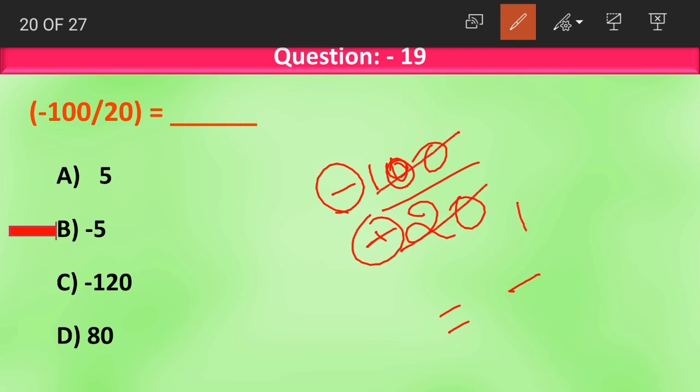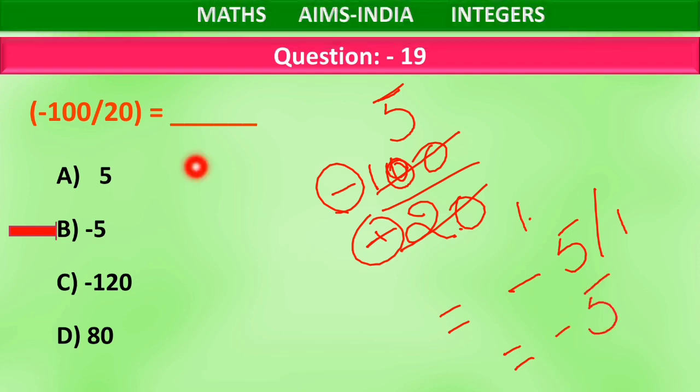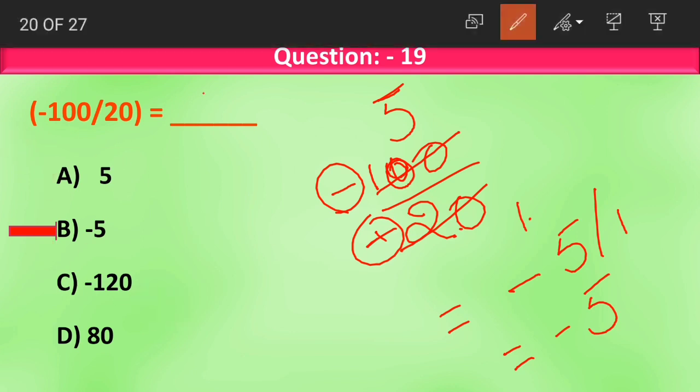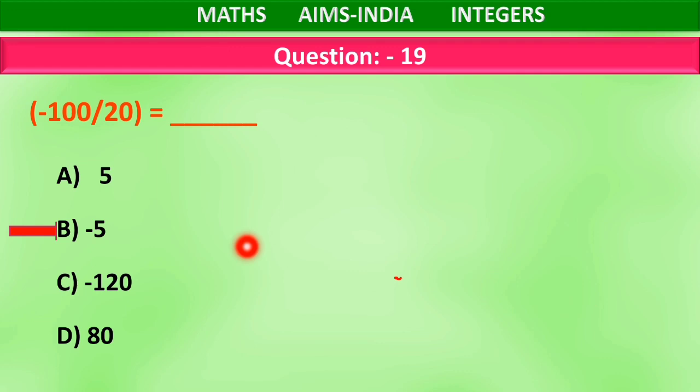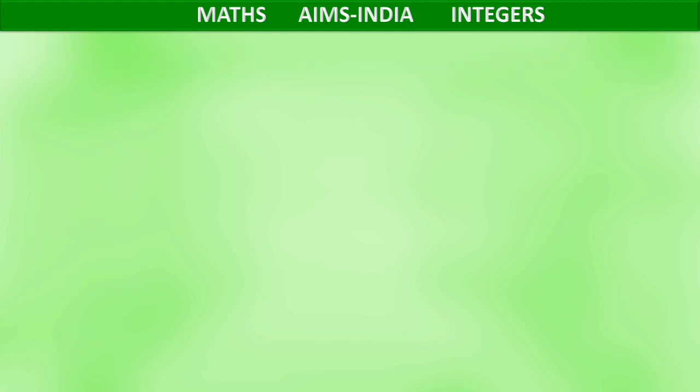Now 2 1s are 2, 2 fives are 10. Am I right or wrong? Yes, 20 1s are 20 and 20 5s are 100. So what will our final answer be? Minus 5 by 1, or nothing but minus 5. Which is the option here? Option B, minus 5. Minus 100 divided by 20 is equal to minus 5. Clear, class? We do the normal division. The only difference here is the signs. As the signs are different for numerator and denominator, the result will have a negative sign.